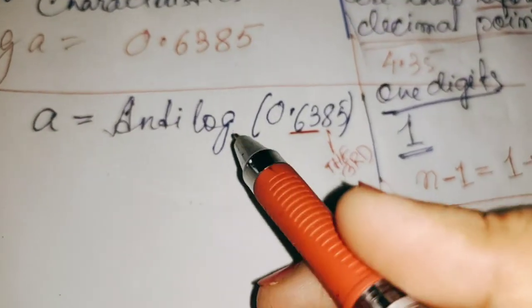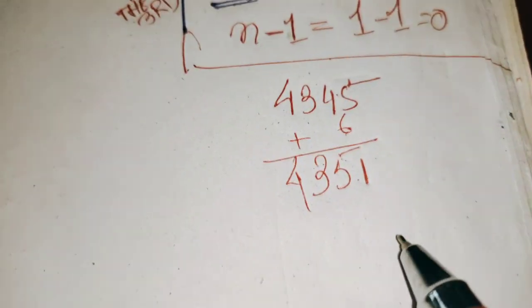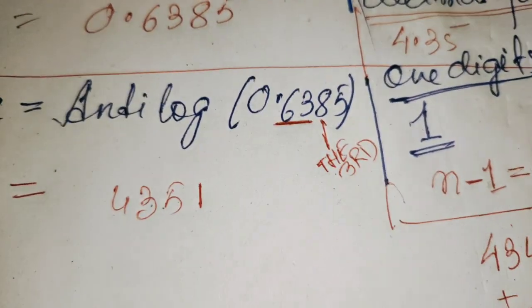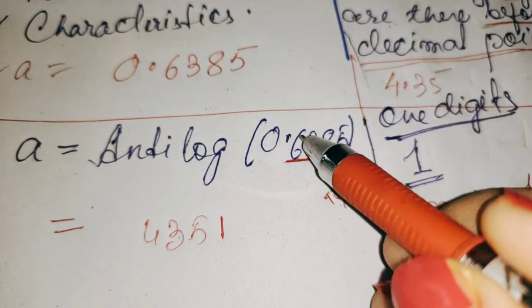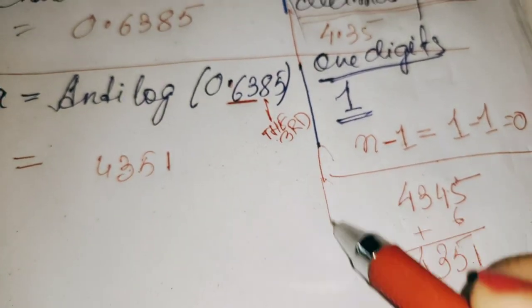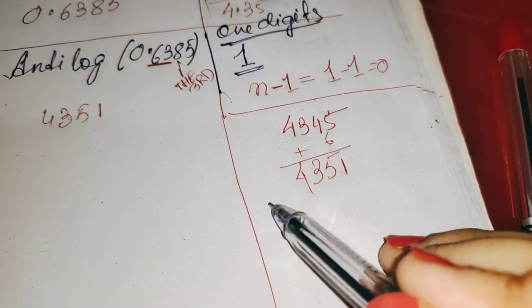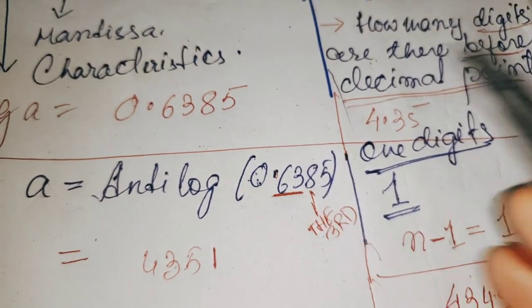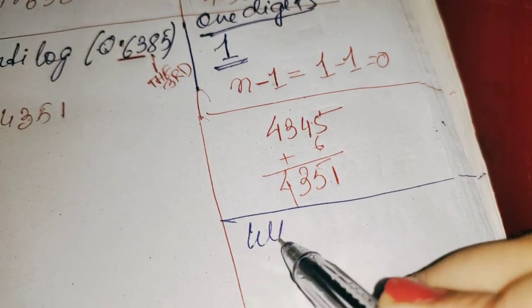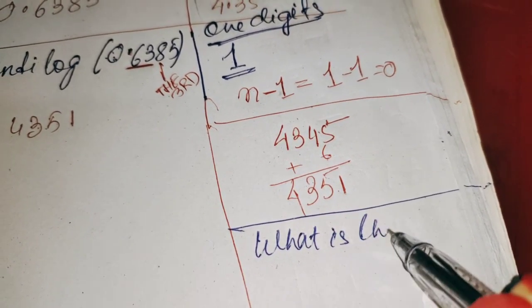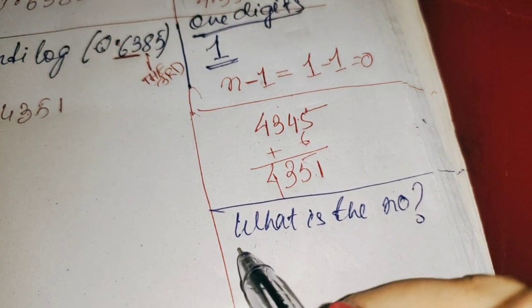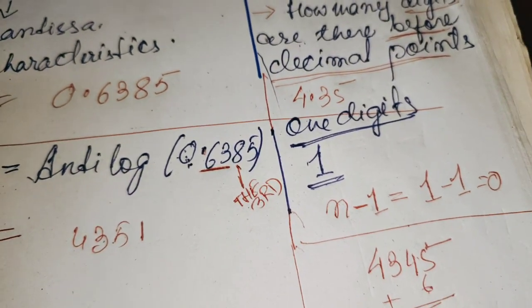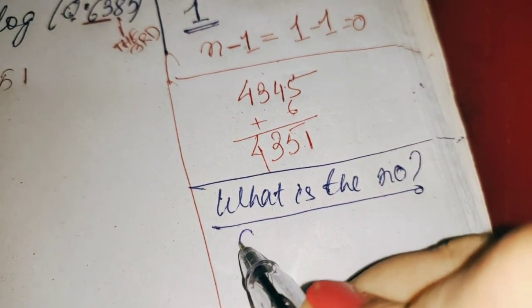final value. So for this we will write down 4, 3, 5 and 1. Now the time comes where we have to put the decimal point in case of antilog. The rule says that in this case the question is: what is the number written here in the characteristic place? It could be 1, could be 2, could be 3. So the answer here is 0.